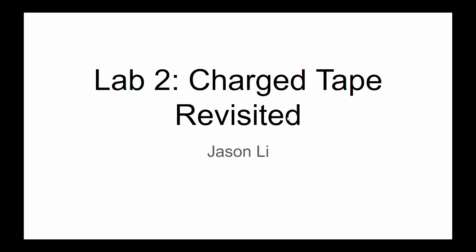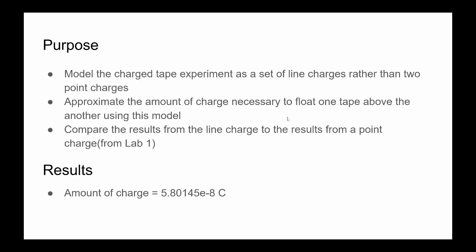So this is Lab 2, Charge Tape Revisited. The purpose of this lab is to model the charge tape experiment from last week as a set of line charges rather than 2 point charges. Using this model, we're going to approximate the amount of charge necessary to float one tape above the other, and then compare the results from this model to the results from the point charge model.